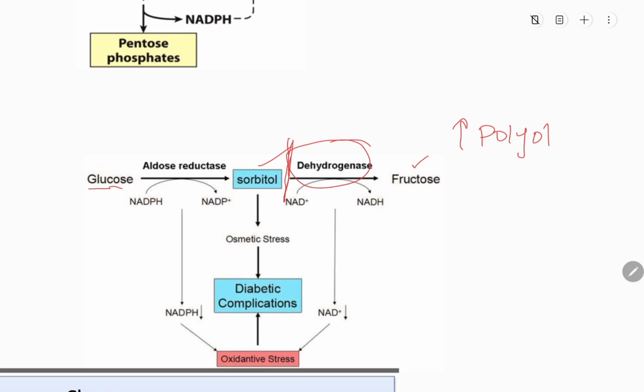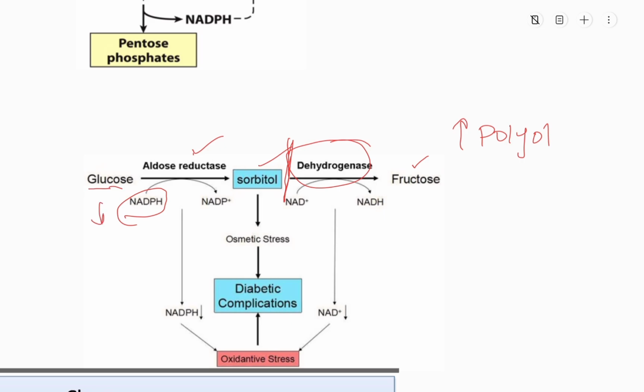Now, when the glucose level becomes excessively high, as in diabetes, some of this excess glucose is diverted to an alternative pathway, the polyol pathway. In this pathway, glucose is converted into sorbitol by the enzyme aldose reductase. This reaction uses NADPH as a cofactor. When this pathway becomes overactive, as in diabetes, more sorbitol is produced and more NADPH is used. So overall, NADPH becomes less in diabetes.